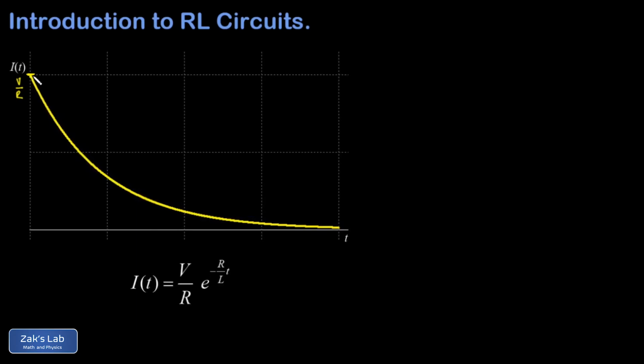And I see the current dropping with this exponential curve and eventually leveling off to 0. Again, we can re-express that current function in a little nicer way by using the notation I naught for that original maximum current. And we can clean things up even more by introducing the idea of a time constant. We write it as e to the negative t over tau, where tau is L over R.